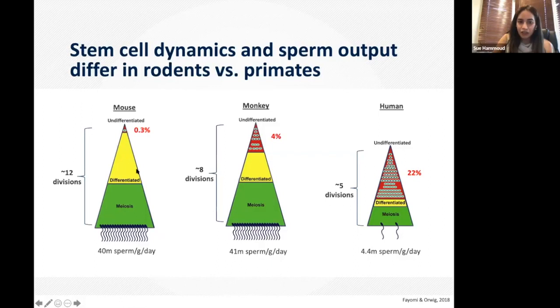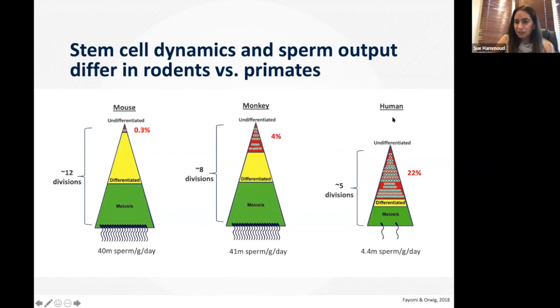They undergo a large number of transient amplifying divisions, known as the progenitor cell populations or differentiating spermatogonia, and then undergo 2 rounds of meiosis and spermiogenesis before they give rise to mature sperm. So any particular cell in the mouse testes needs to undergo 12 divisions, and approximately 1 single cell gives rise to 4,000 mature sperm a day.